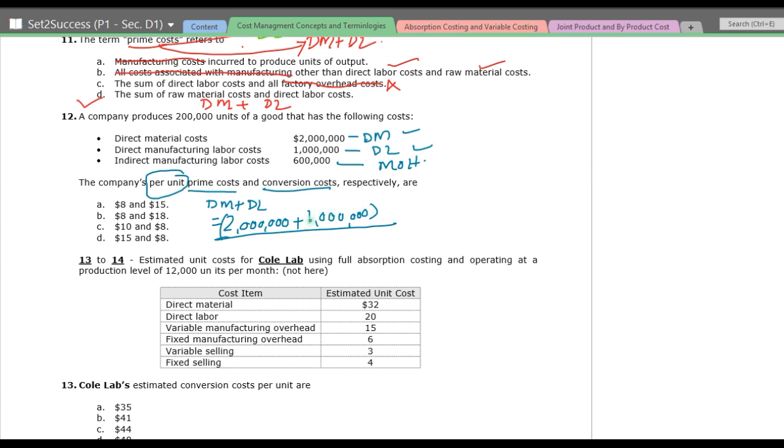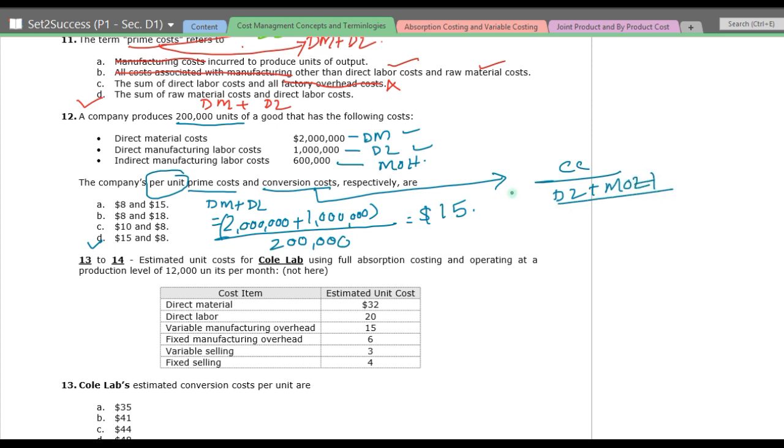So direct material plus direct labor by the number of units, that is 200,000. So you will get per unit prime cost. So per unit prime cost is $15, which says that option D is correct. So let us now find the conversion cost. Conversion cost is direct labor plus manufacturing overhead. Now direct labor is 1 million and manufacturing overhead is 600,000, by 200,000. So the conversion cost comes to $8. So the correct option is D.